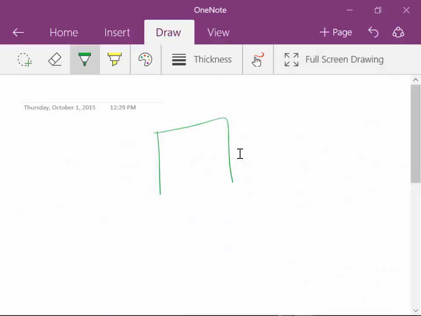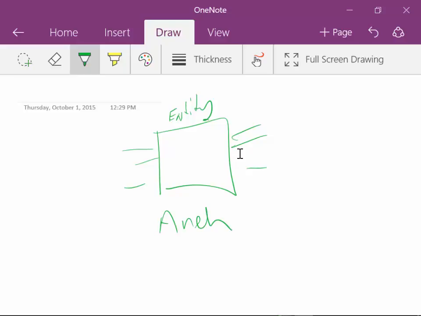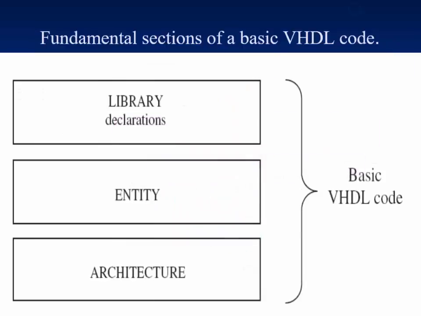The entity basically is the black box. Right there. And you tell it what the inputs and outputs are of the black box. The architecture, ARCH, is what's defining the functionality inside the black box. So when we do a VHDL, we have two parts of it. One is the entity, and that's just telling it what it looks like.